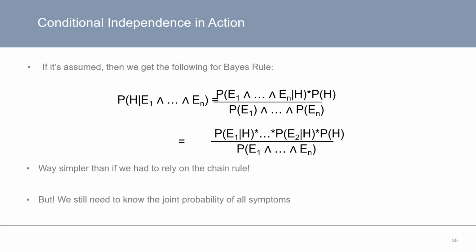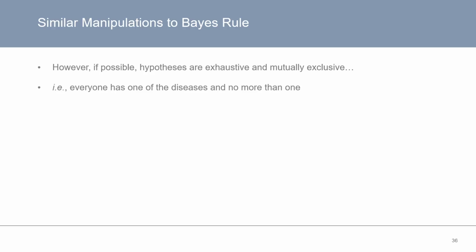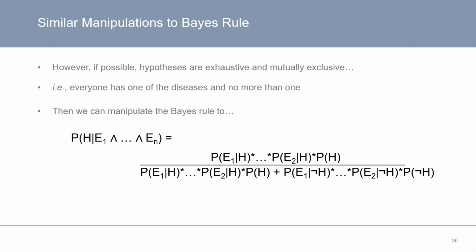But in order to use these equations, we still need to know the joint probability of all symptoms, as we can see here in the denominator. However, we can do similar manipulations of the Bayes rule if the possible hypotheses are exhaustive as well as mutually exclusive, or in other words, if everyone has one of the diseases but no more. In this situation, we can manipulate the Bayes rule to look like this, where we're trying to understand the probability of a hypothesis given these pieces of evidence as being equal to this expression.